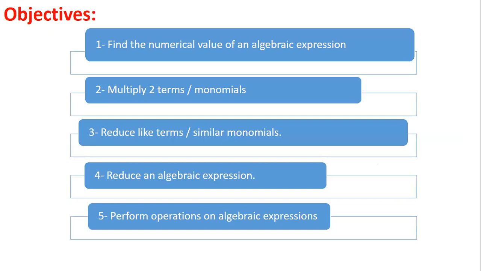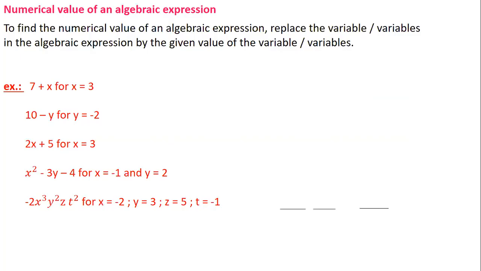The objectives of our session today: objective number 1, we will learn how to find the numerical value of an algebraic expression. Number 2, multiply two terms or two monomials. Number 3, reduce like terms or similar monomials. Number 4, reduce an algebraic expression. Number 5, perform operations on algebraic expressions.